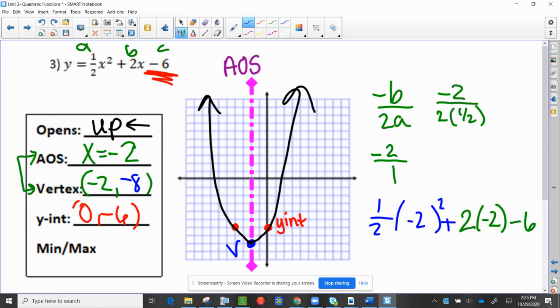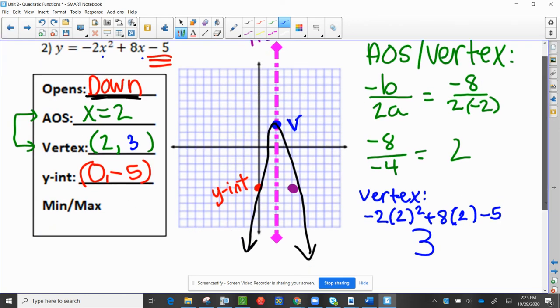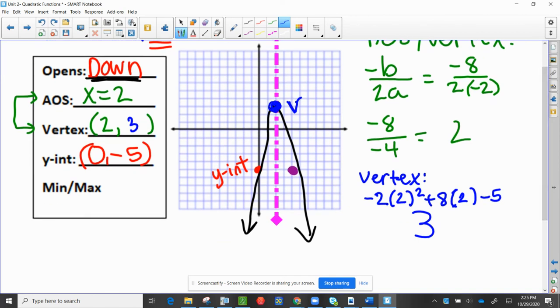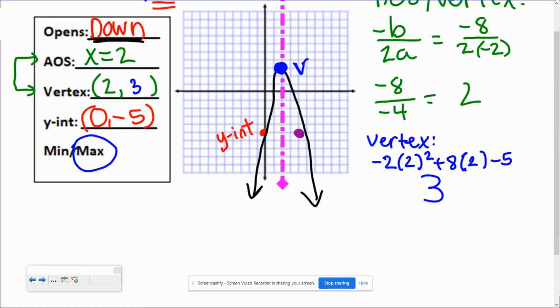Okay, so if I look at this, my vertex there is a low point, so we would call that a minimum. I think I forgot to do that on the last one, so let's go back really quick. So in this one where my vertex is the highest point on the graph, that's an example of when you have a maximum.